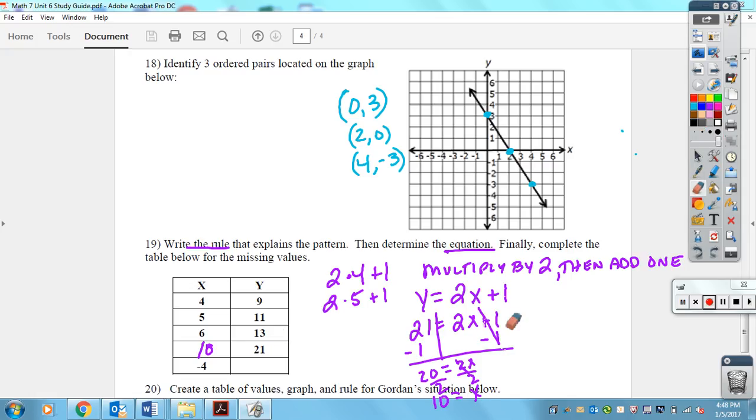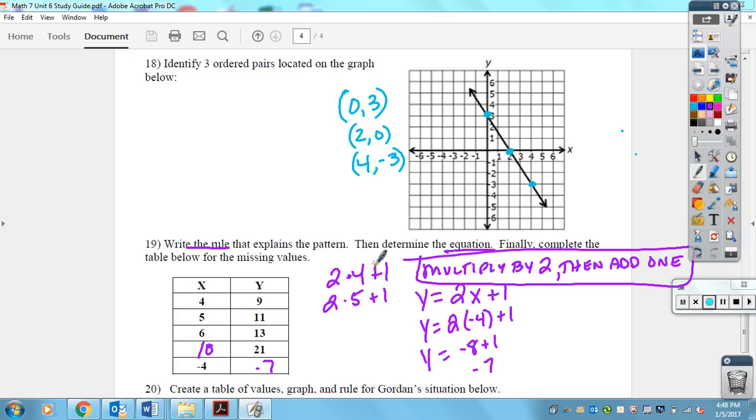Let me back this up and just keep my equation, because that may help me with the next one. It says, what if x is negative 4? Well, I know I just multiply by 2 and add 1, or I could also just plug into my equation. x is now negative 4, so put that in there. y equals negative 8 plus 1, which is negative 7. Not negative 9, negative 7. So again, if you figure out the pattern, the hardest thing is really figuring out the pattern. Multiply by 2 and then add 1. Once you get that, you can write the equation, and you can use that for later purposes.